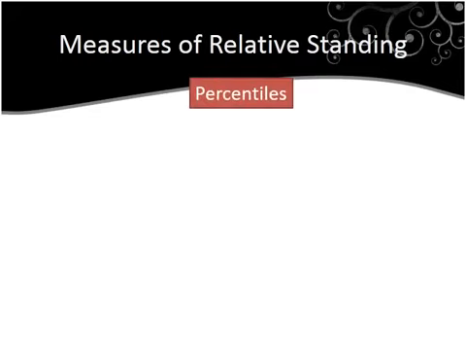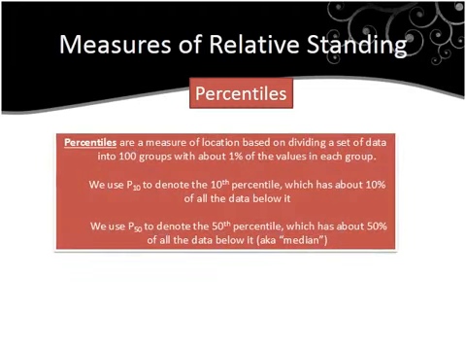Our next measure of relative standing is something called a percentile. Percentiles are a measure of location based on dividing a set of data into 100 groups with about 1% of the values in each group. We use p sub 10 to denote the 10th percentile, which has about 10% of the data below it, and we use p sub 50 to denote the 50th percentile, which has about 50% of all the data below it. Now this is what we called the median before.